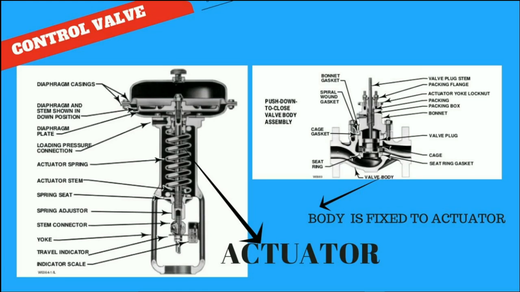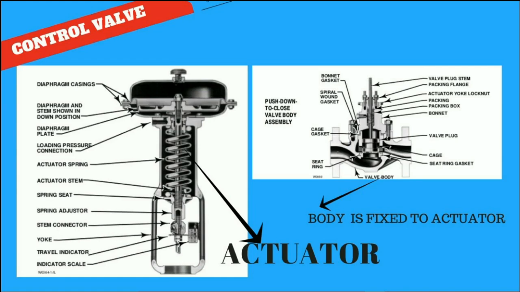Spring adjuster is a fitting, usually threaded on the actuator stem or into the yoke, to adjust the spring compression. Spring seat is a plate to hold the spring in position and to provide a flat surface for the spring adjuster to contact. Stem connector is the device that connects the actuator stem to the valve stem. Yoke is the structure that rigidly connects the actuator power unit to the valve. Travel indicator indicates the traveling of the valve.